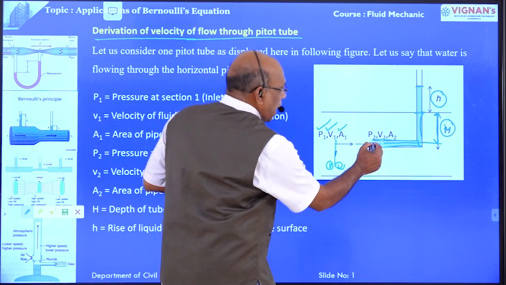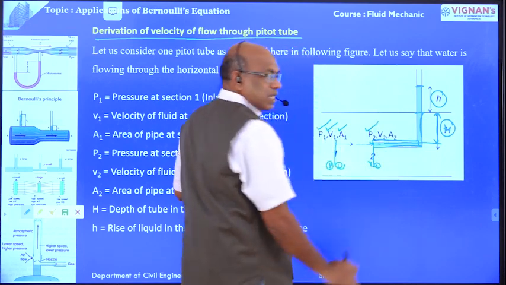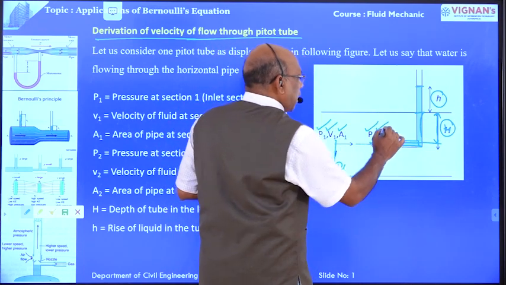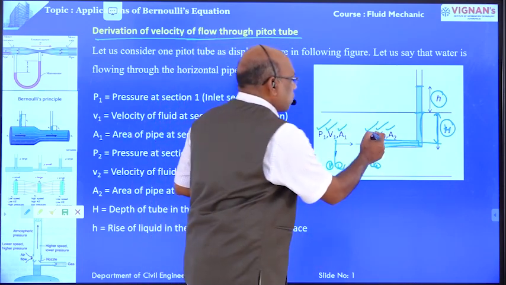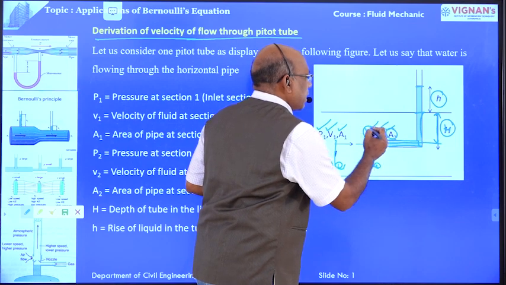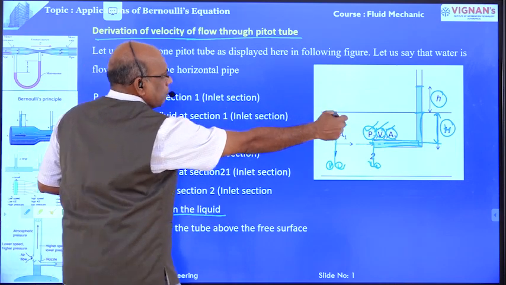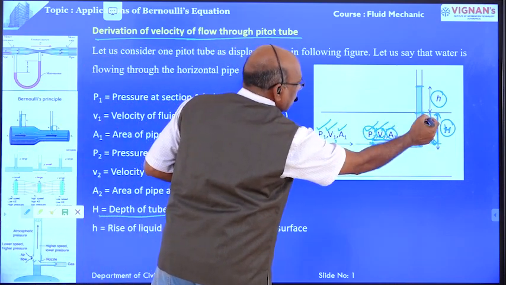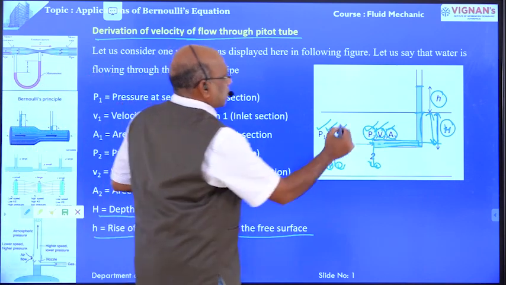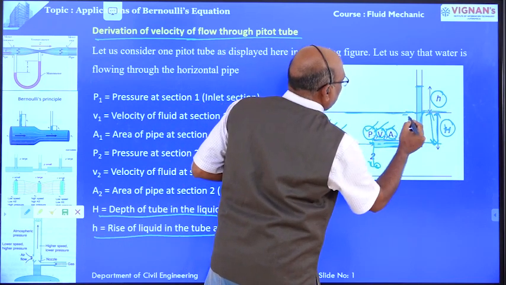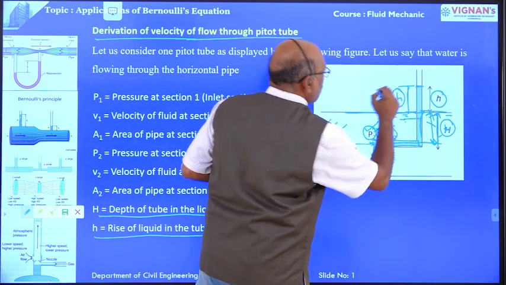But at section 2-2, we have provided the Pitot tube, where the intensity of pressure is P2, the velocity is V2, and the cross-sectional area is A2. Because of the provision of the Pitot tube, these values are changed from section 1-1. And H is the depth of the tube in the liquid. And small h is the rise of liquid in the tube above the free surface. This is the free surface. Right, above the free surface, the water raised in the tube is equal to small h.